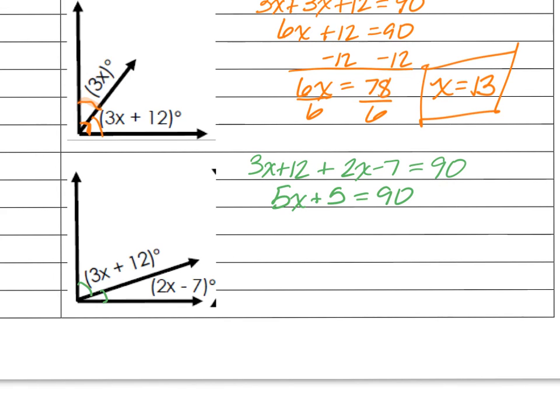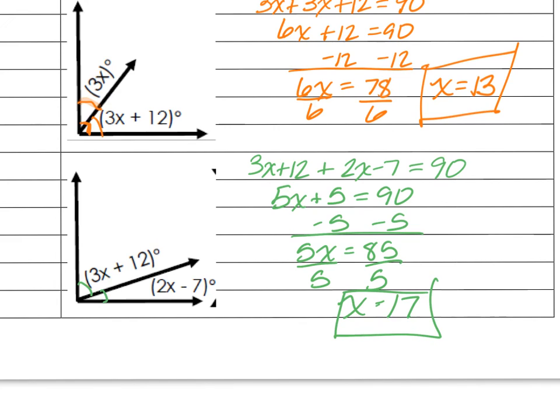Subtract 5, and I get 5x equals 85. Divide by 5, and x is going to equal, I want to say 17, but let's just check. 85 divided by 5, yep, 17. And there is your answer, you guys.